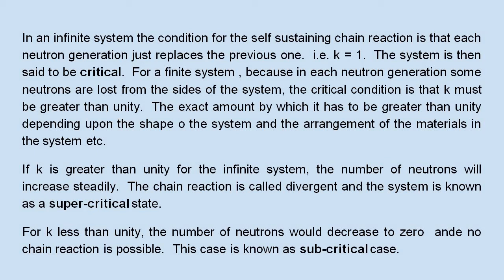So for an infinite system, when K is equal to 1, it is known as critical. When K is greater than 1, supercritical. And when K is less than 1, it is known as subcritical. So the number of neutrons would decrease to 0 and no chain reaction is possible. And this is known as the subcritical case.